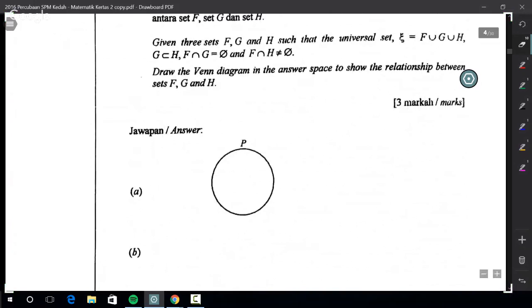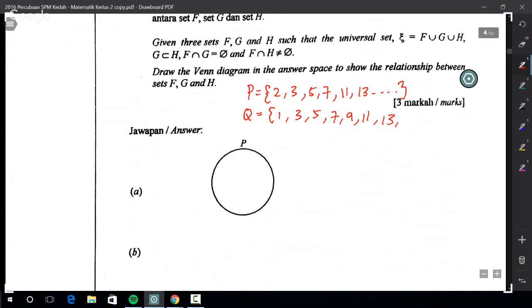In order to do this, I will give you some examples of prime numbers and odd numbers. Prime numbers always start from 2. So we have 2, 3, 5, 7. 9 is not a prime number because it can be divided by 3. Then 11, 13, until infinity. These are all the prime numbers. However, we have the odd numbers. Odd numbers will be 1, 3, 5, 7, 9, 11, 13, until infinity.